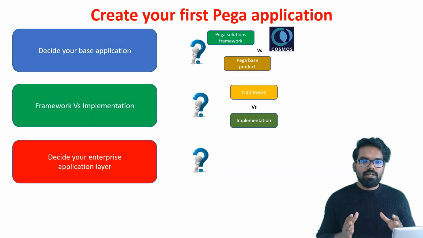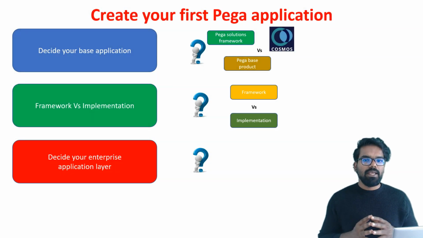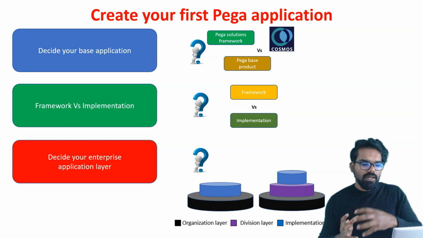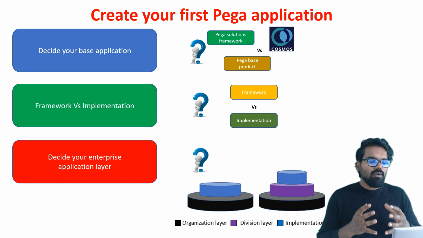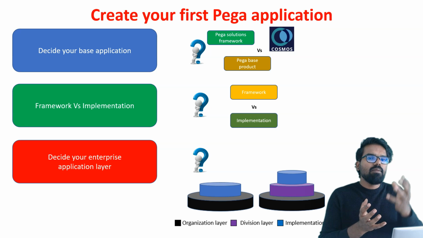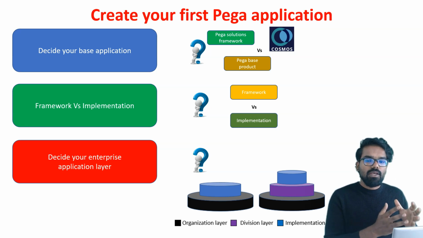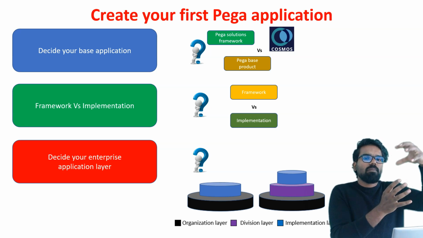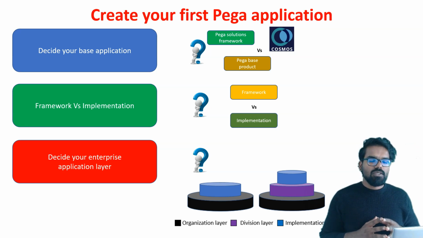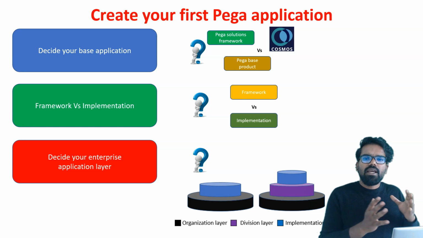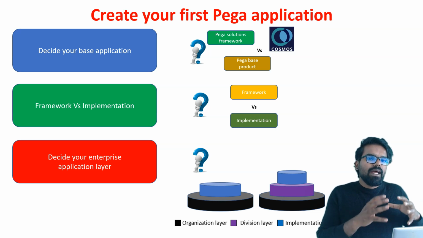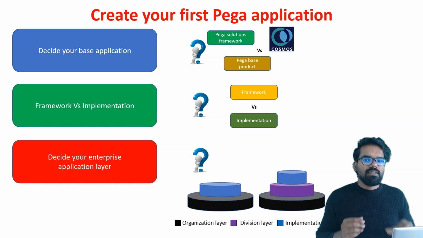Now the next question is to determine your enterprise application layer. Here we get three options. One, use your implementation directly on the organization layer. Two, have organization and division, and then implement over the division. Third, you can also have organization, division and unit, and then implement your application over the unit layer. So what do organization, division and unit layers mean? All three are data instances in Pega that help to map your organizational structure.